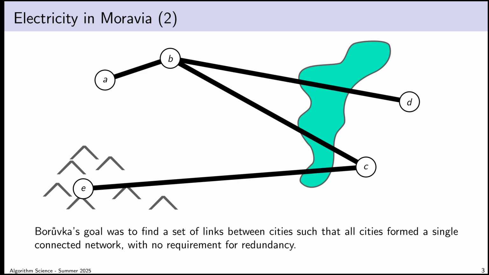So Borůvka's goal was to find some way of linking together a bunch of cities such that all of the cities formed a single connected network. There it is again. So from our point of view, in 2025, this problem is already sort of screaming graph algorithms. It's sort of obvious that we want some kind of graph model.